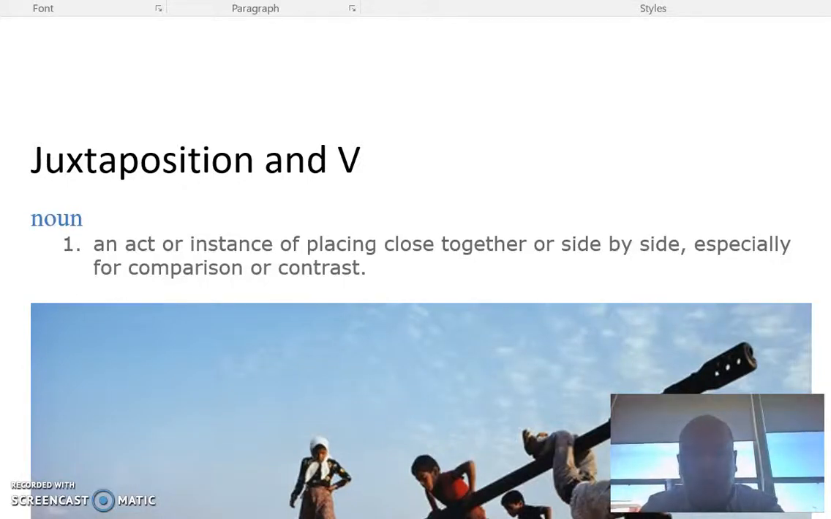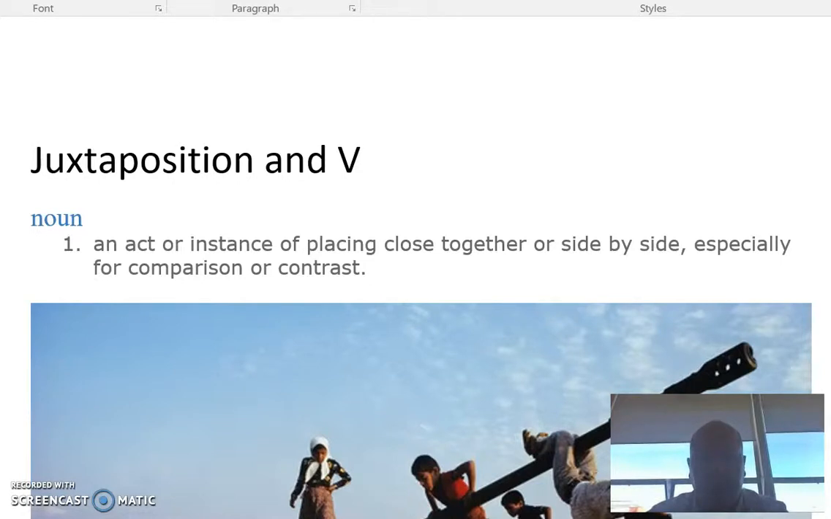Mr Heathcote here, just with a quick talk about some of the notes we were taking in class today. So we had a bit of discussion about juxtaposition and V. I typed up our notes, and I just thought I'd go through and expand on what we were talking about. So as you can see there, juxtaposition is an act or instance of placing close together or side by side, especially for comparison or contrast.